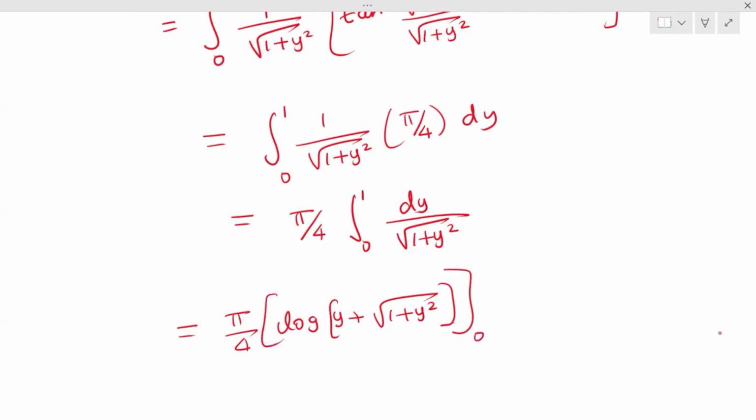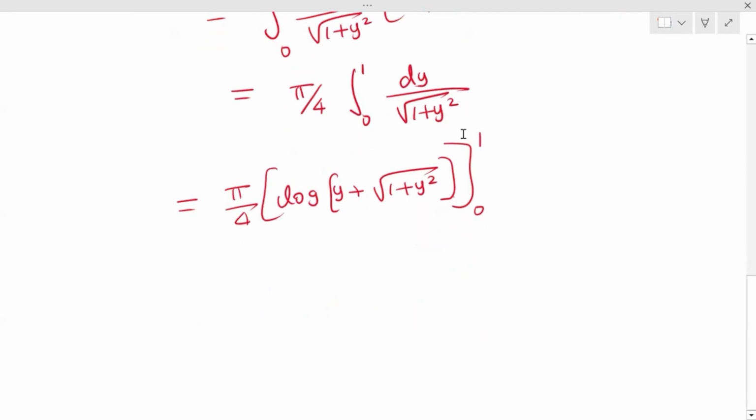Now apply the limit. The upper limit is 1 here. For y, we have to substitute 1, which is equal to pi by 4 log of 1 plus root 2. When we apply the lower limit, it is log of 0 plus root 1, which is log 1, and log 1 is nothing but 0. So this is the answer.